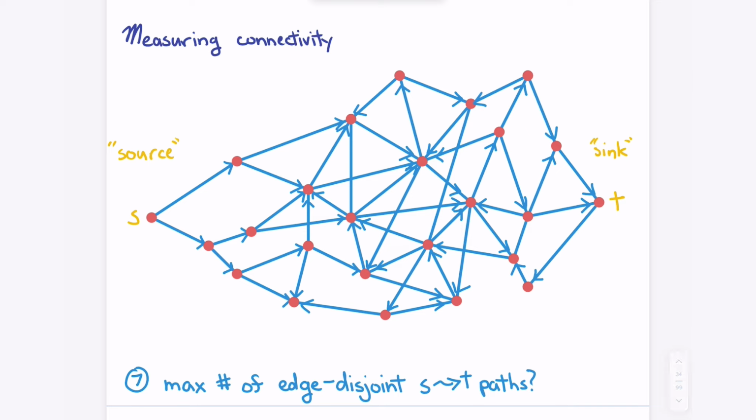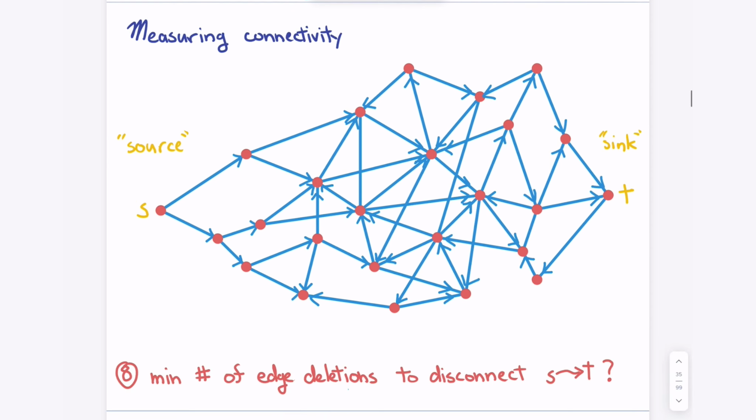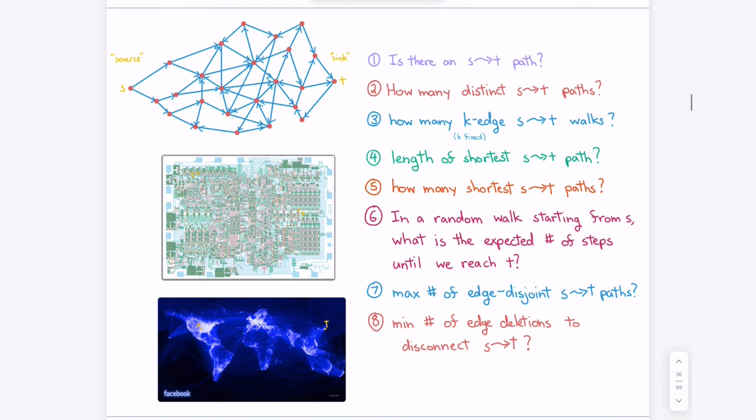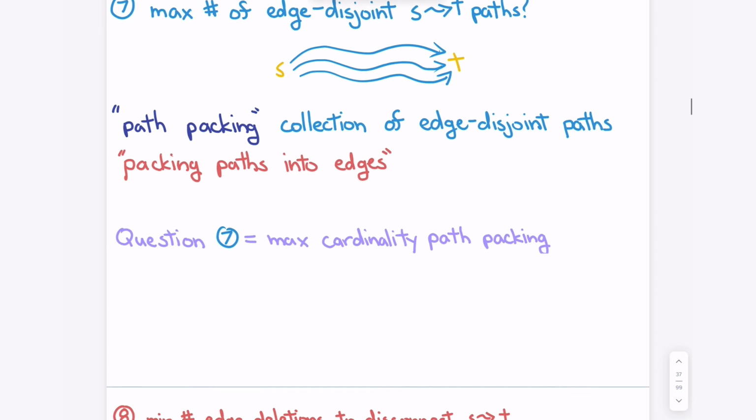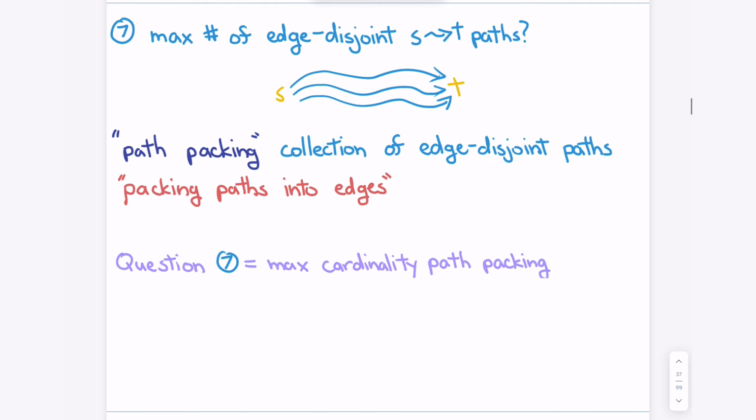Finally, the question we'll discuss a little bit: how many edge disjoint S to T paths are there? This is really the max flow question. And what is the minimum number of edges you need to delete so that S can no longer get to T? It's the min cut question. This is the Russian railroad question. So there are many questions one can ask. All right, so we'll focus on the max flow and min cut questions.